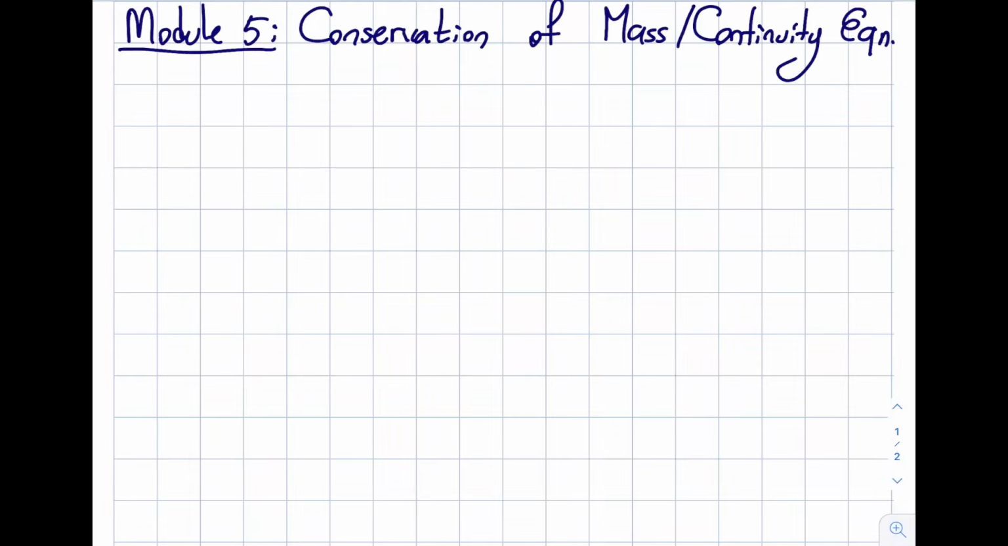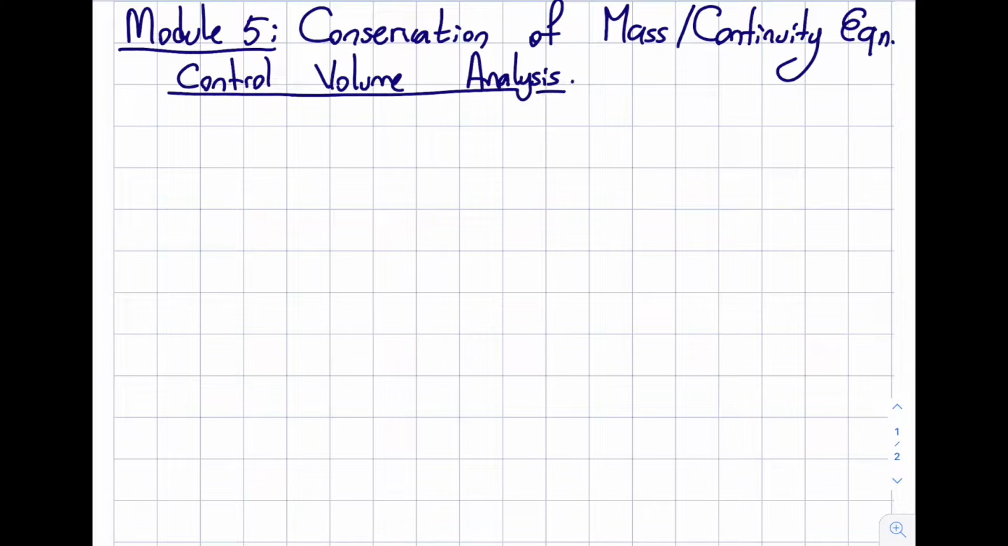In this module 5, we are starting the control volume analysis. The first thing that I'm going to do is look at the conservation of mass. After that I'm going to do conservation of momentum, module 6, and conservation of energy, module 7. This whole module is based on the Reynolds transport theorem.